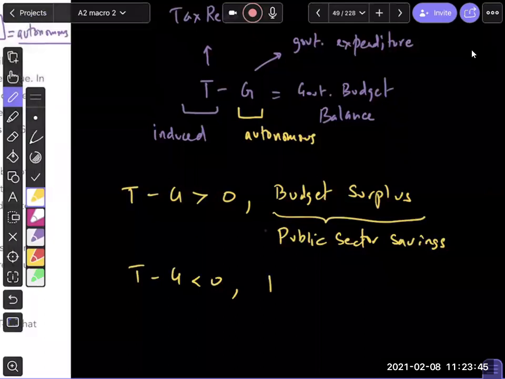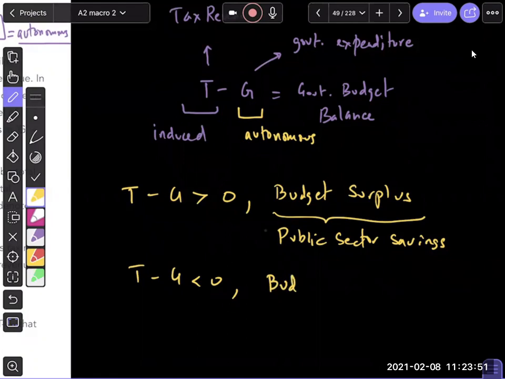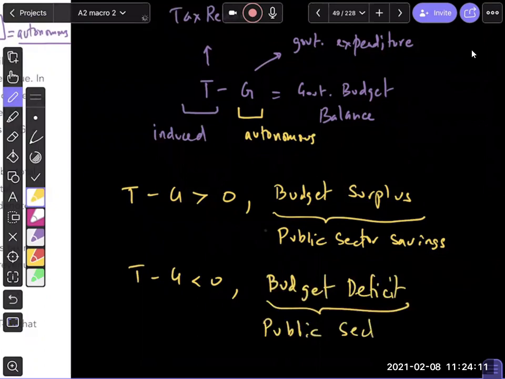Now, remember, this is different from current account surplus or current account deficit. A lot of people sometimes end up mixing the budget surplus or budget deficit with your current account surplus or current account deficit. That's your X minus M situation. So this is called a budget deficit. And when you have a budget deficit, what do we call it? Public sector, they need to borrow. So public sector borrowings will take place.